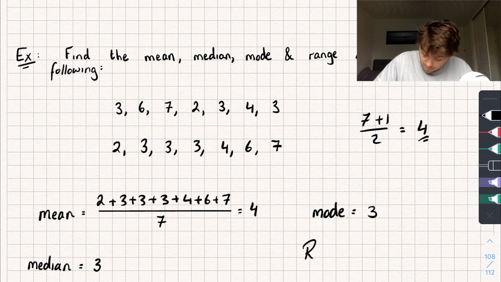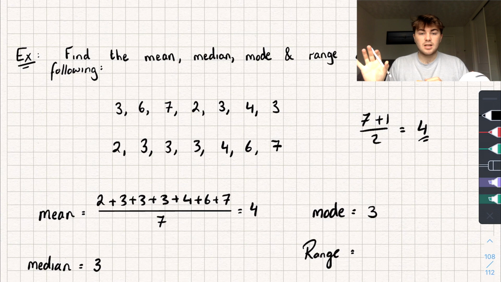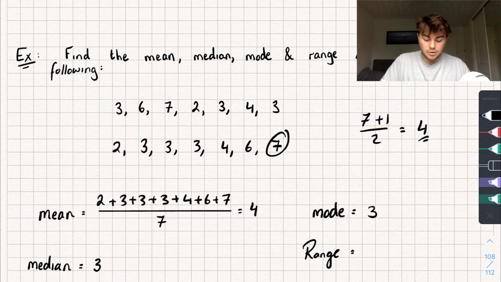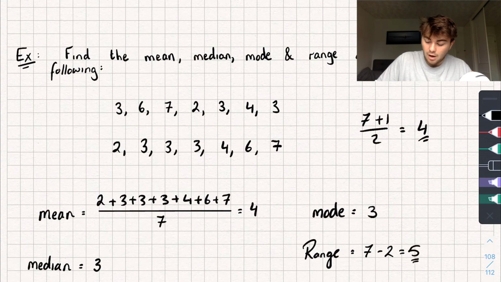And finally, the range. That's just the difference between the largest data value and the smallest data value. I can find that by taking the highest number in my data and subtracting the lowest. So we'd do 7 subtract 2, which is going to give me 5. And so the range would be 5. So they're all pretty easy.